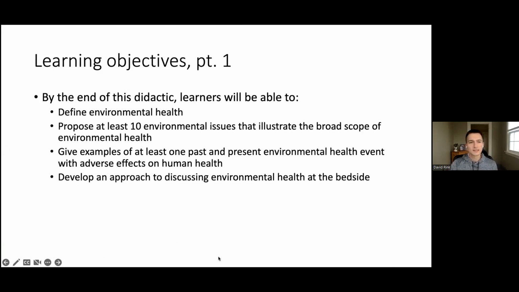Our learning objectives today: I split the talk into two parts, the first being this general overview of environmental health, the second part being air pollution. For this first part, we're going to define environmental health. We'll propose several environmental issues that help us illustrate the scope of environmental health. We're going to give some examples of past and present environmental health events that have been linked with adverse effects on human health. And then we will discuss an approach to environmental health at the bedside.